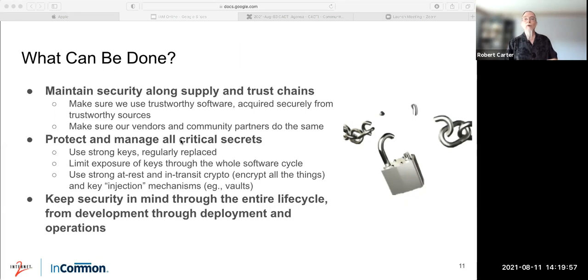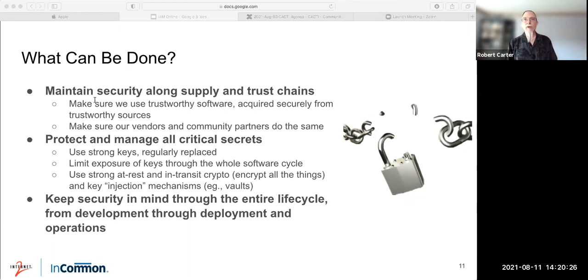And it's not just what we're doing individually. We have to make sure that our vendor partners, our community partners, the folks that we're interacting with are doing those same things, at least to the extent that we can. We need to be aware of what they're doing. This is what we owe to ourselves. This is what we owe to each other. And we also have to recognize that in order to do all of that, there's critical importance in trying to protect and manage the secrets that essentially are the basis for all of the trust and security along these supply chains.